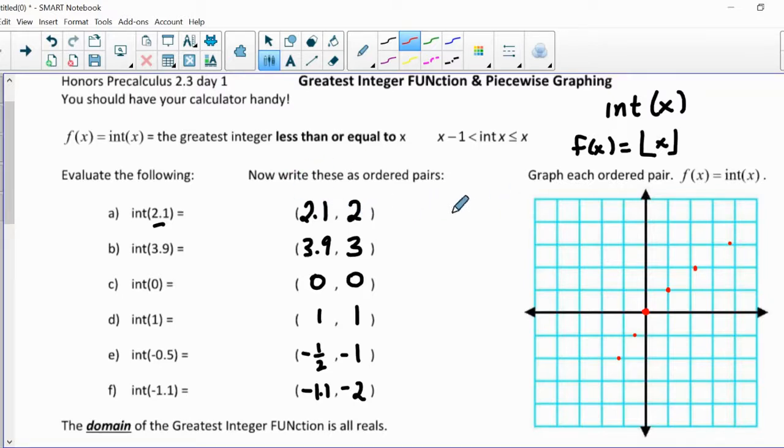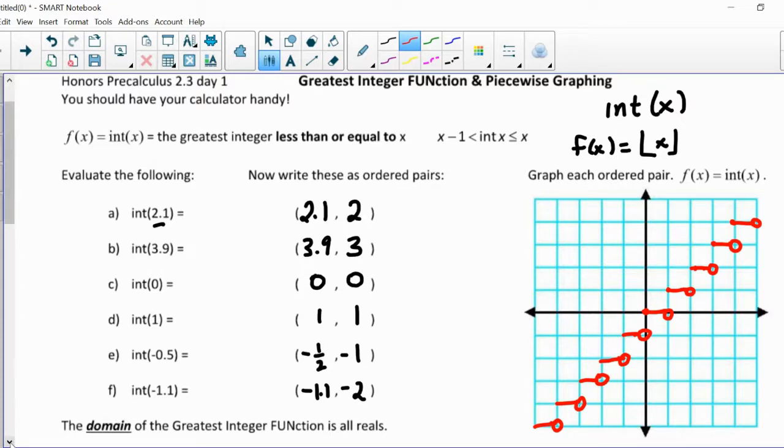So I'm just going to start plotting a lot of points. If I have 2.2, that's going to be at 2, 2.3, 2.4, and so on, all the way up until I get to 3. And then once I get to 3, I start to go up here. So it's going to look something like this. This is how the greatest integer function is graphed. That should be an open circle, open circle, open circle, open circle. And so this is the greatest integer function.